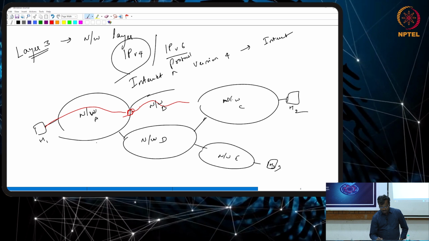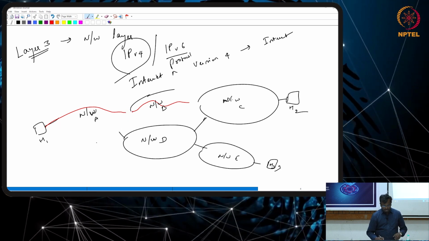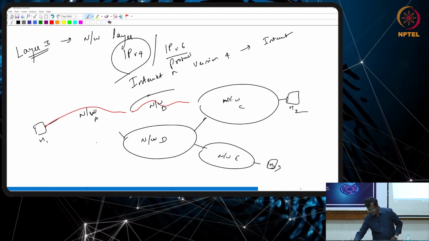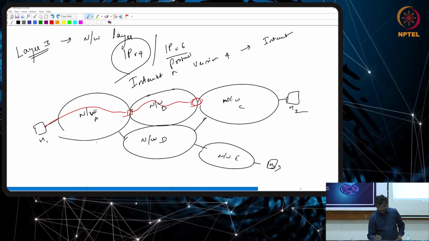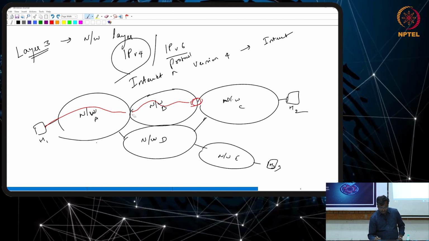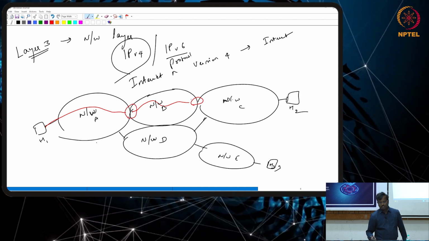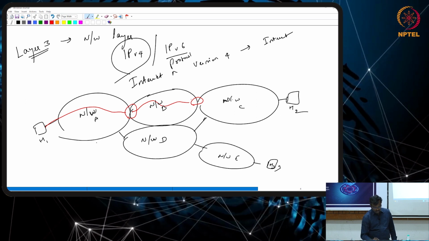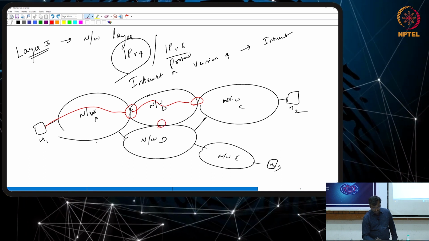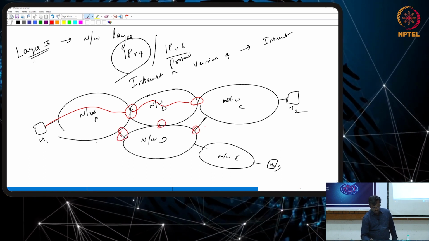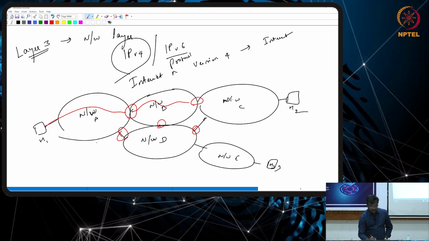Okay, so there is a common symbol notation. You use a circle for a router, and you use a square for switches, layer 2 switches. So basically, these circles indicate gateway routers.